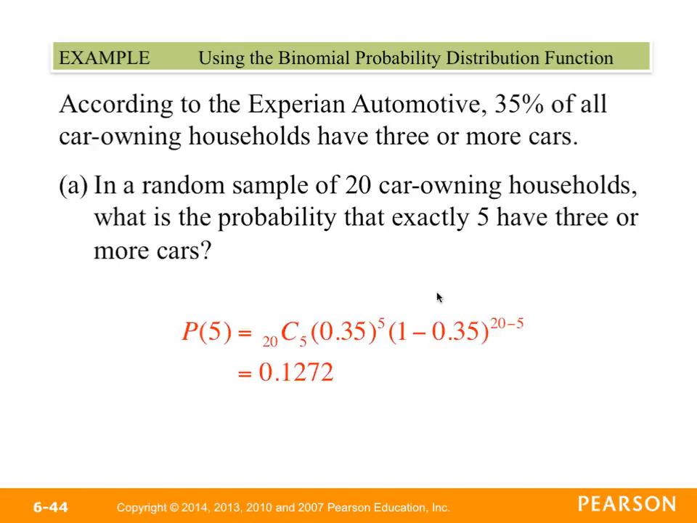So at that point, you would have two other options. You can either use the equation that you have right here, or you can use your graphing calculator in order to compute that.